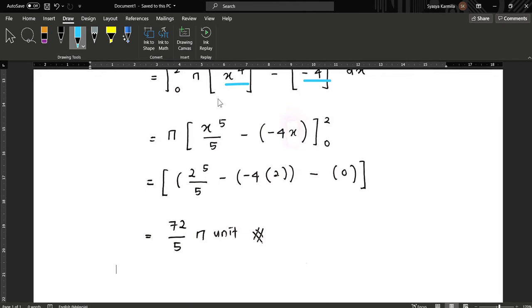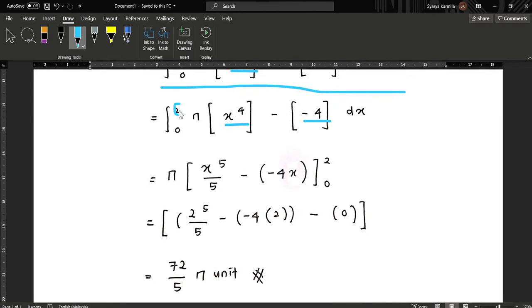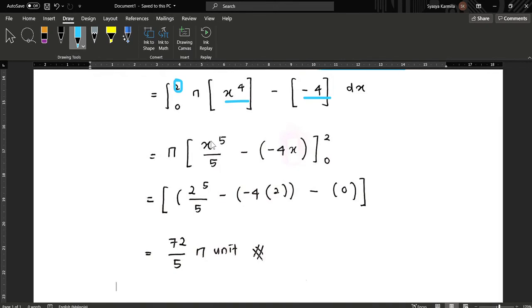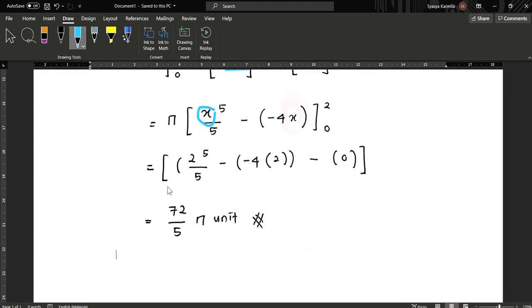And the value of these two into this. So it will become 2 to the power of 5 over 5 minus 4 multiply 2 and minus 0, and the answer will become 72 over 5 pi unit cubed. That's all from me. Thank you.